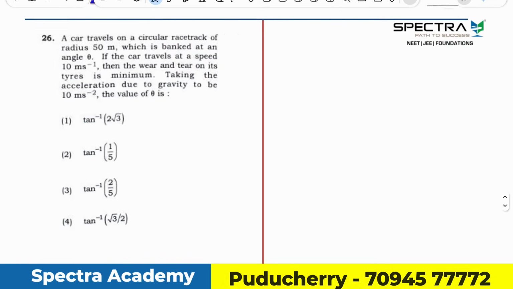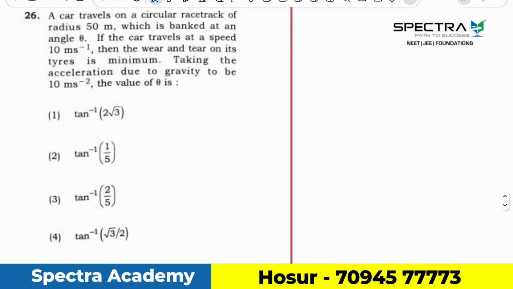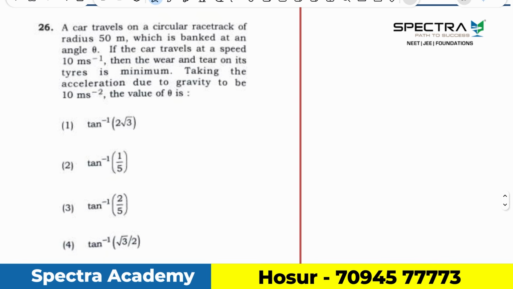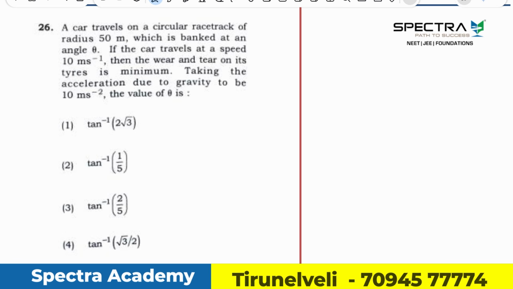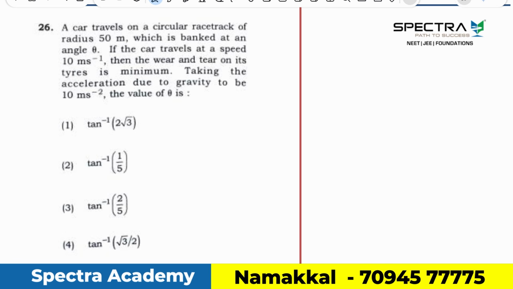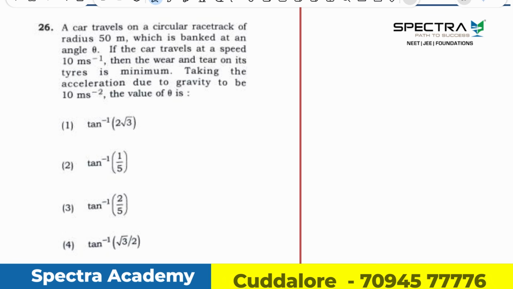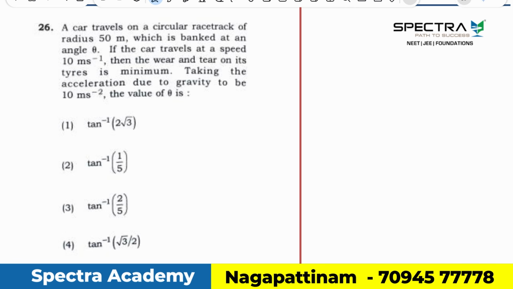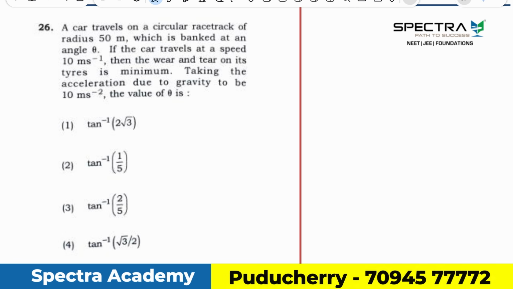Now coming to question number 26. A car travels on a circular race track of radius 50 meter which is banked at an angle theta. If the car travels at a speed 10 meter per second, then wear and tear on its tire is minimum. Taking acceleration due to gravity to be 10 meter per second square, find the value of theta.